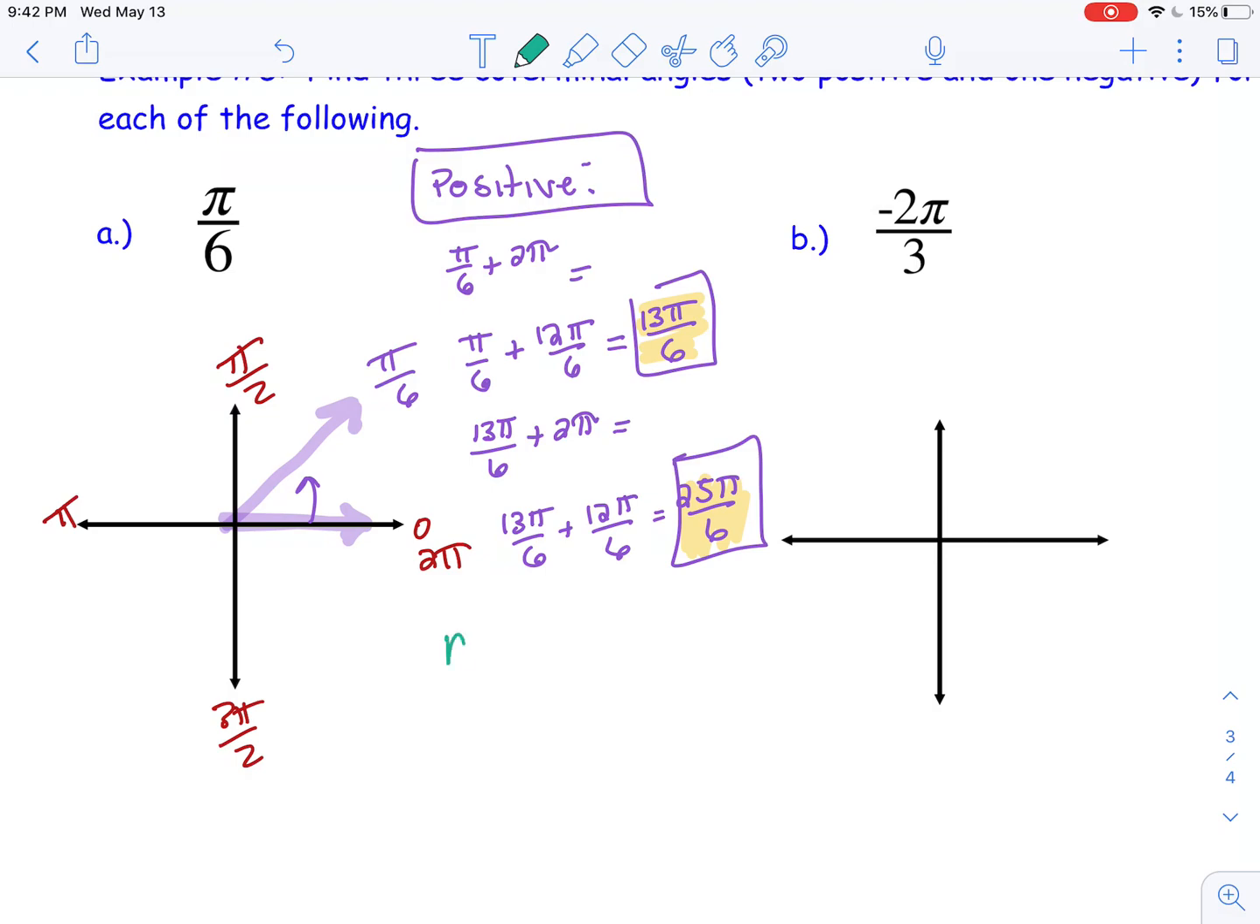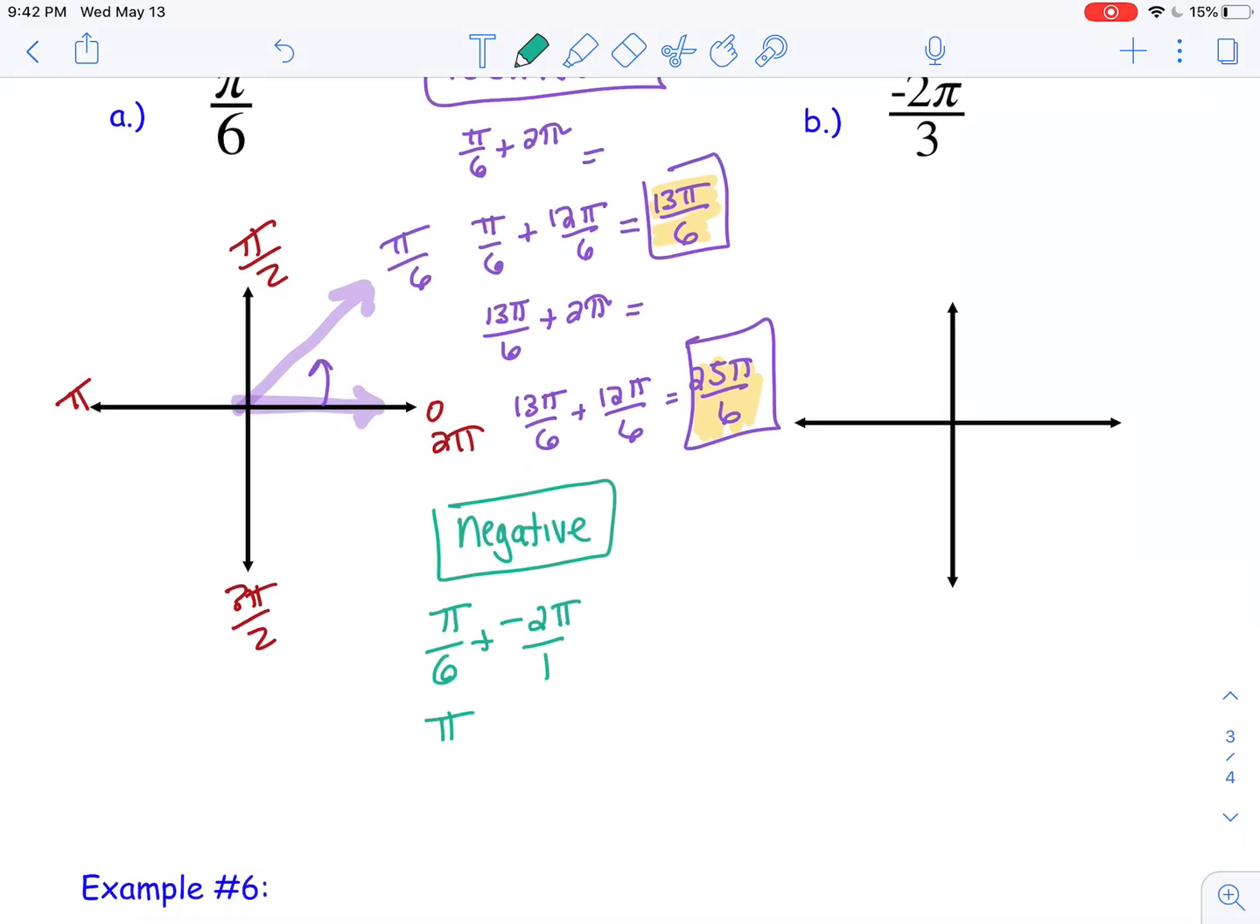If I want a negative, I'm going to add a negative 2 pi to pi over 6. So I start with pi over 6, and I'm going to add a negative 2 pi. Once again, I have to get common denominators, so I'm going to add a negative 12 pi over 6. This is going to give me a negative 11 pi over 6. So I have 2 positive and 1 negative coterminal angle.